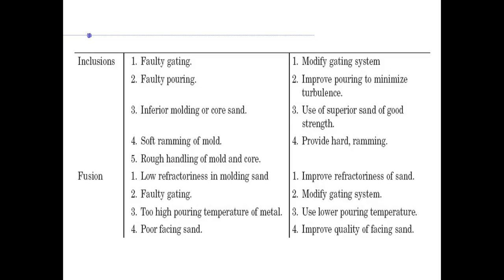What are the remedies? You could modify the gating system. You could improve the pouring to minimize turbulence, right? As I said, pouring is also to be taken into account. It should be maintained so that it is as laminar as possible to avoid this turbulence, and use of superior sand. If it is an inferior molding of coarse sand, you could use a superior sand of good strength.